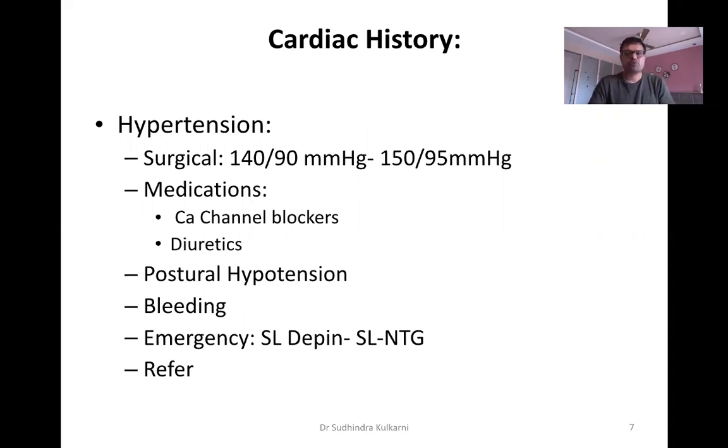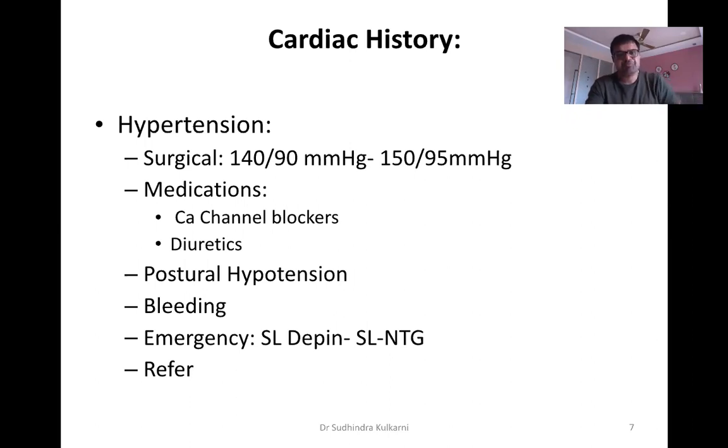Calcium channel blockers, we all know that certain ones, especially drugs like nifedipine and amlodipine, cause gingival enlargement. So if there is a patient who's taking this drug with a considerable amount of gingival enlargement, kindly request the physician who's seeing this patient to change the drug to a non-calcium channel blocker kind of drug.